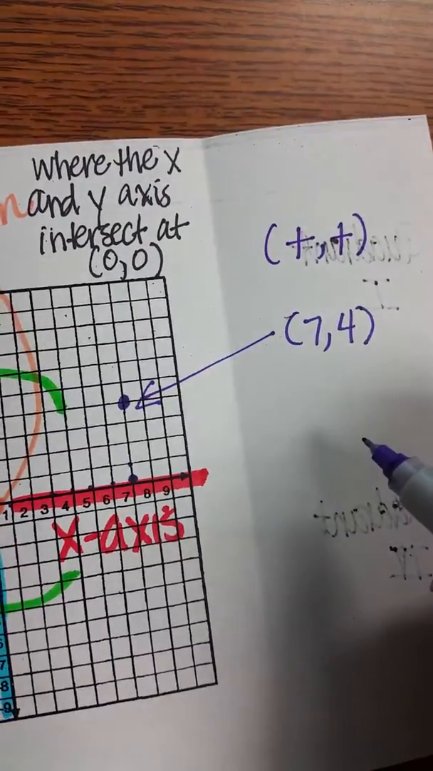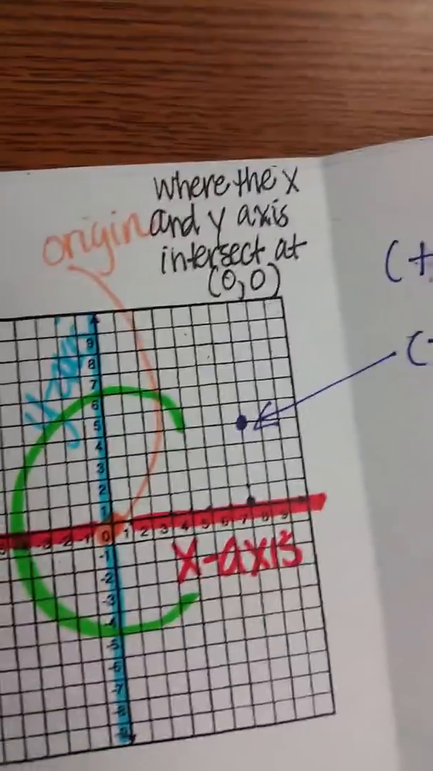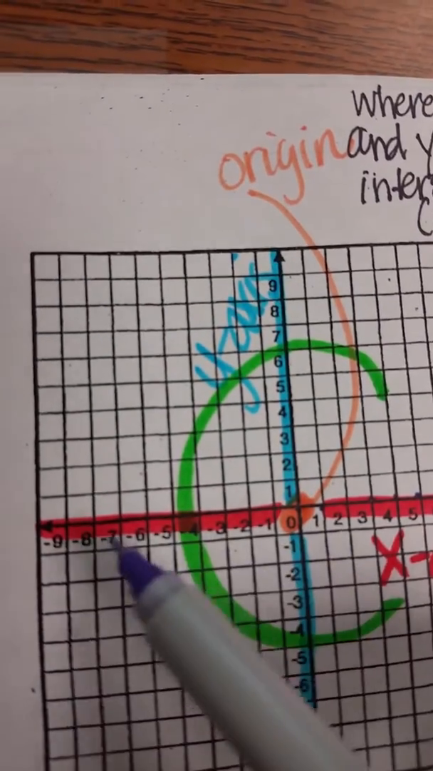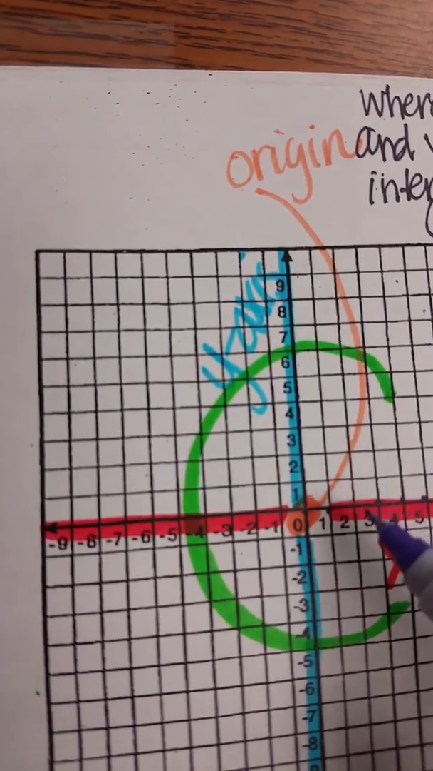Anything in quadrant 1, you're going to have a positive x value and a positive y value. Now let's move to quadrant 2. In quadrant 2, I see that my x values are negative and my y values are positive. Negative and positive.